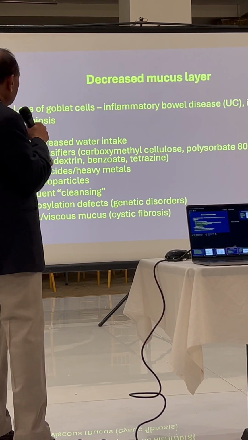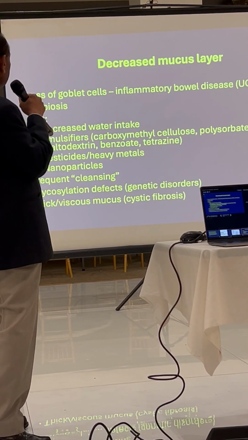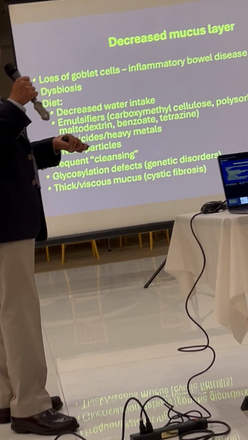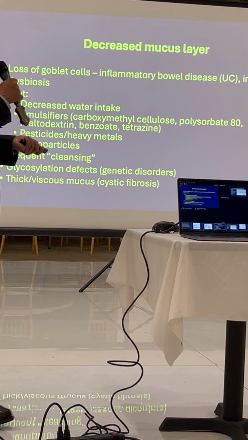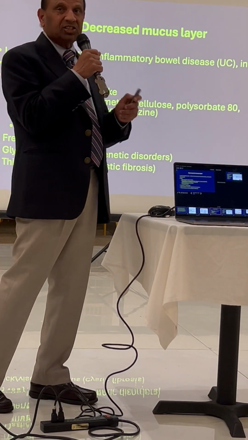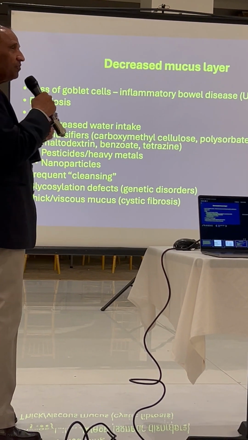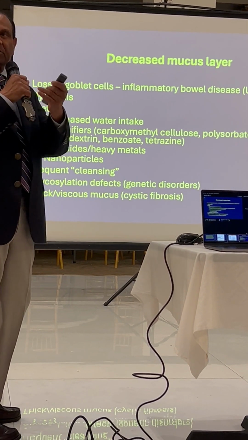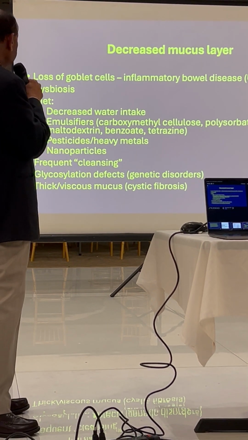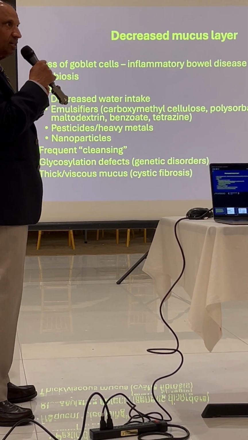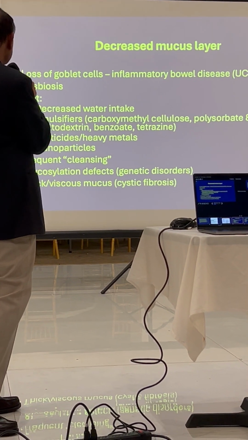So this mucus layer will be decreased in those who have loss of goblet cells, because those are the ones that make the mucus. It has been shown mainly in ulcerative colitis that they have fewer goblet cells. Any infections, because they kill off the epithelium, then the goblet cells are also gone with that. Dysbiosis, we just talked about the bacteria. Different bacteria will cause the mucus layer to be decreased.